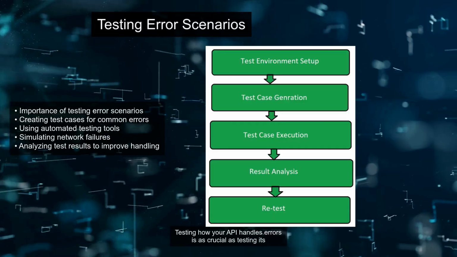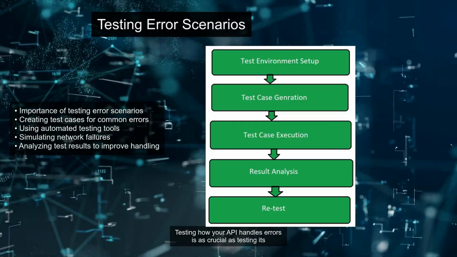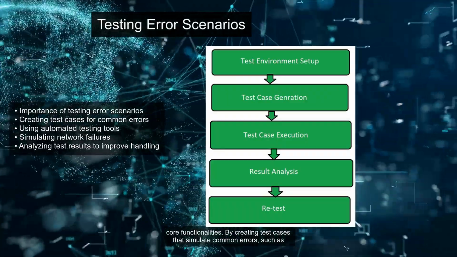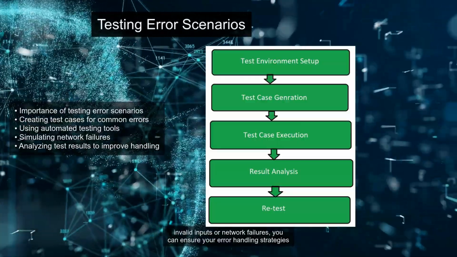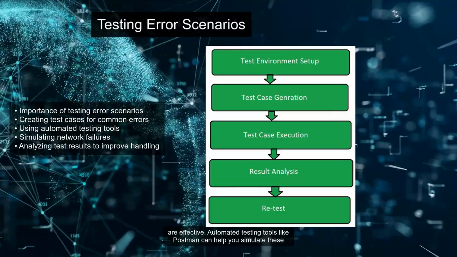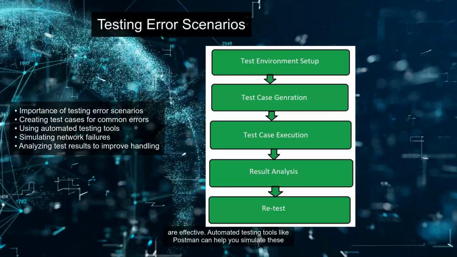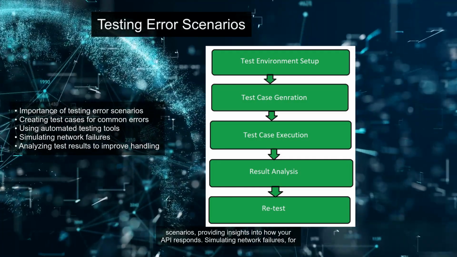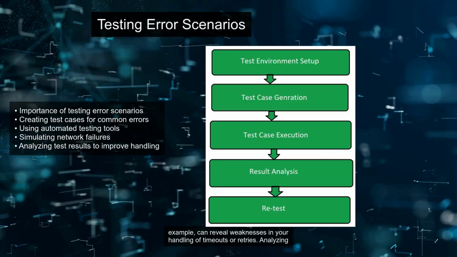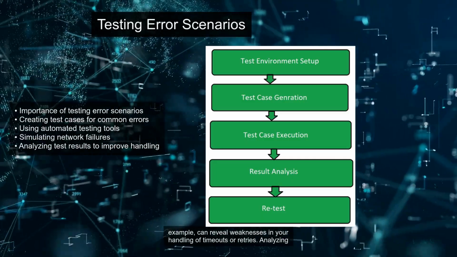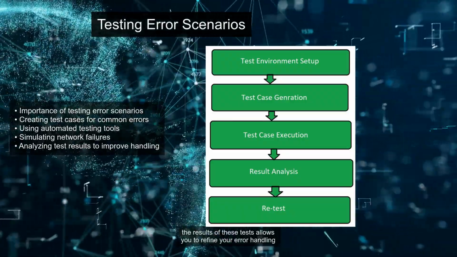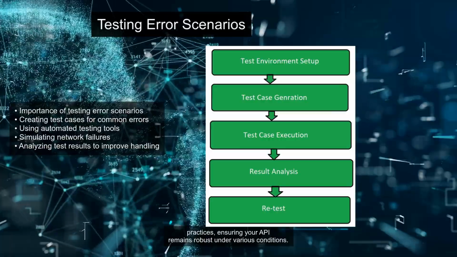Testing how your API handles errors is as crucial as testing its core functionalities. By creating test cases that simulate common errors, such as invalid inputs or network failures, you can ensure your error handling strategies are effective. Automated testing tools like Postman can help you simulate these scenarios, providing insights into how your API responds. Simulating network failures, for example, can reveal weaknesses in your handling of timeouts or retries. Analyzing the results of these tests allows you to refine your error handling practices, ensuring your API remains robust under various conditions.